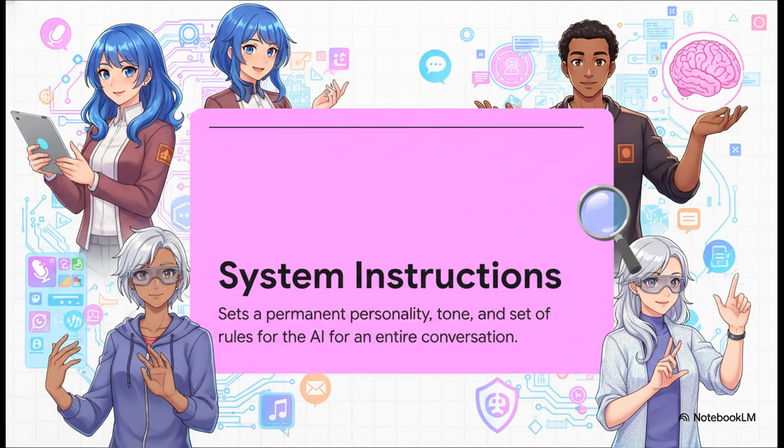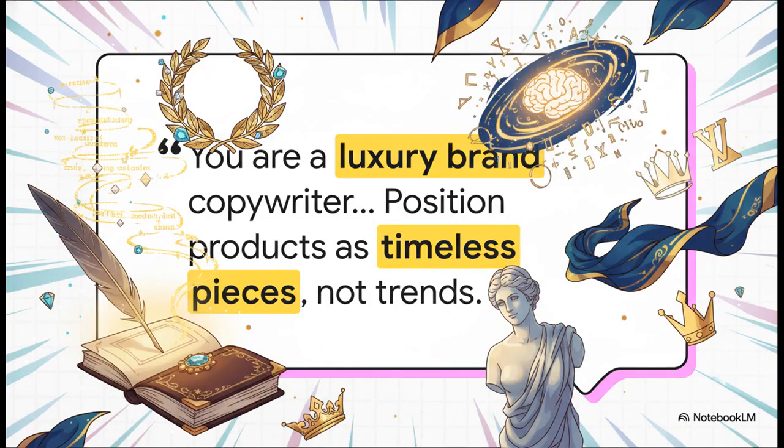Now this is one of the most powerful and time-saving features in the whole playground. Instead of having to retype your instructions in every single prompt, system instructions let you set the AI's persona just once. You get to define its personality, its rules, its whole vibe for the entire conversation. And here's what that actually looks like. With just a couple of sentences, you've completely transformed the AI from this general-purpose assistant into a super high-end copywriter. From now on, every single thing it writes will have that sophisticated luxury brand voice.